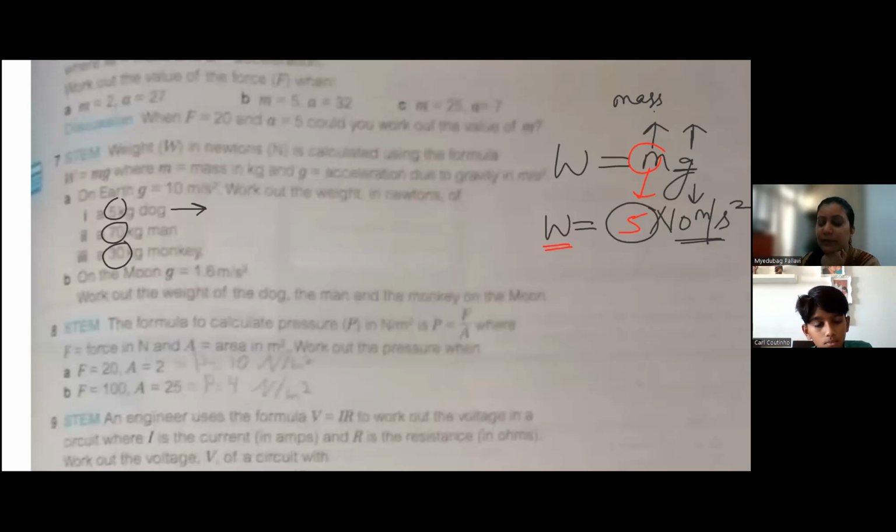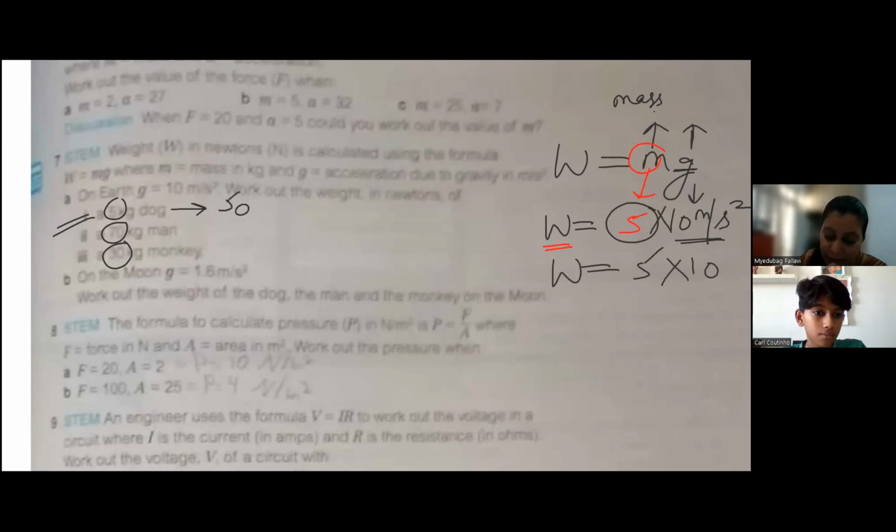You see, I've written the values. W is equal to 5, which is the mass given in the question, multiplied by g. The formula is W is equal to mg. So 5 multiplied by 10. Okay, 50. Yes, 50.